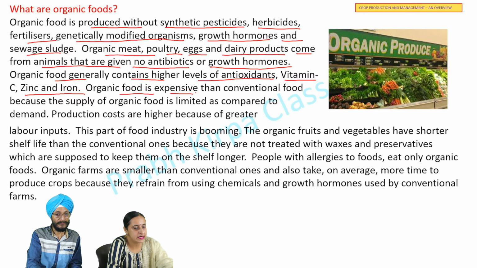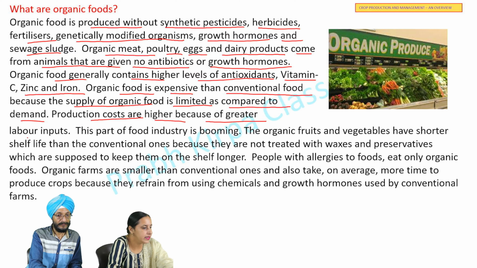Organic food is more expensive than conventional food because the supply of organic food is limited as compared to demand. Production costs are higher because of greater labor inputs. This part of the food industry is booming.